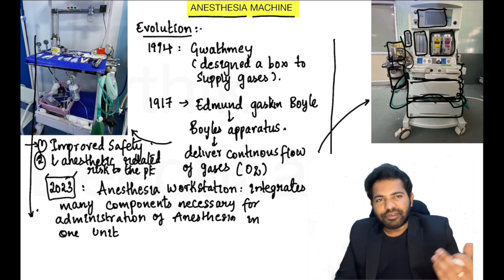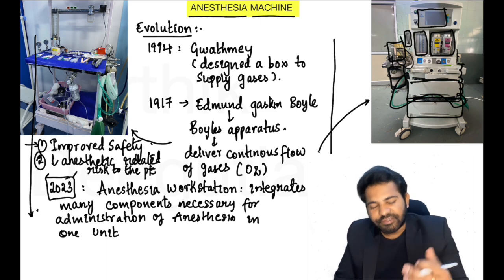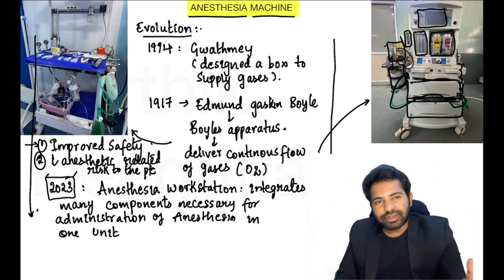Many safety features have been added and there are many alarms. Okay, all these are safety features which will definitely reduce the anesthetic related complications to the patient.